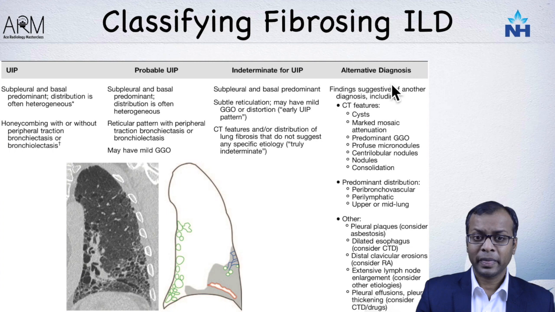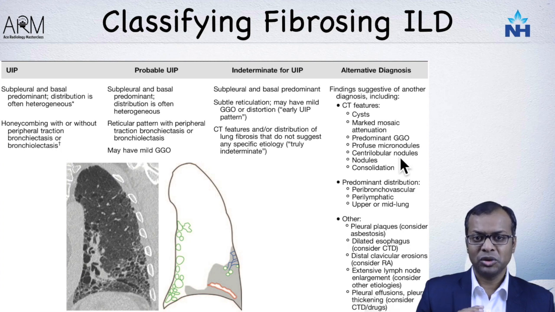Let's look at this. If you have a patient who has extensive ground glass opacities, or a patient who's got cysts, a patient who's got mosaic attenuation, dark lung and bright lung, or somebody who's got extensive nodules or consolidation, that means they cannot be UIP. They will be an alternative diagnosis where you're talking about NSIP, hypersensitivity pneumonitis or cystic lung disease.